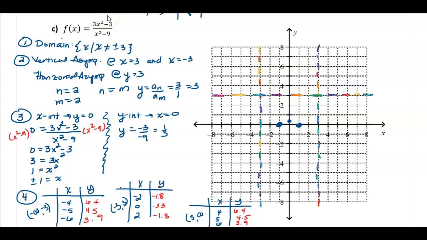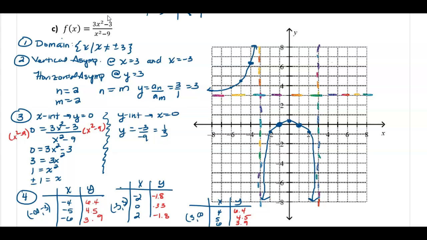So negative 4, positive 6.4. Negative 5, positive 4.5, so right about there. Negative 6 is 3.9, so right about there. So here we go, first section. Negative 2 gave us negative 1.8, so close to that negative 2. And 0 gives us that 0.3, which we knew about. So we have that next section, and then we'll have our last section.